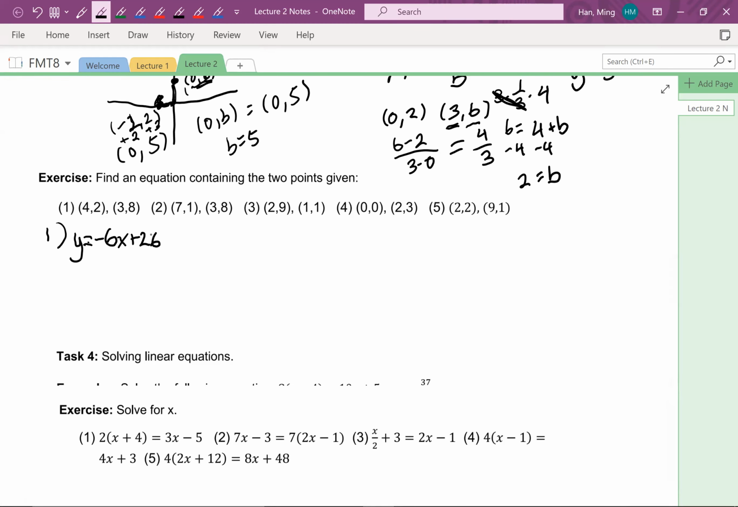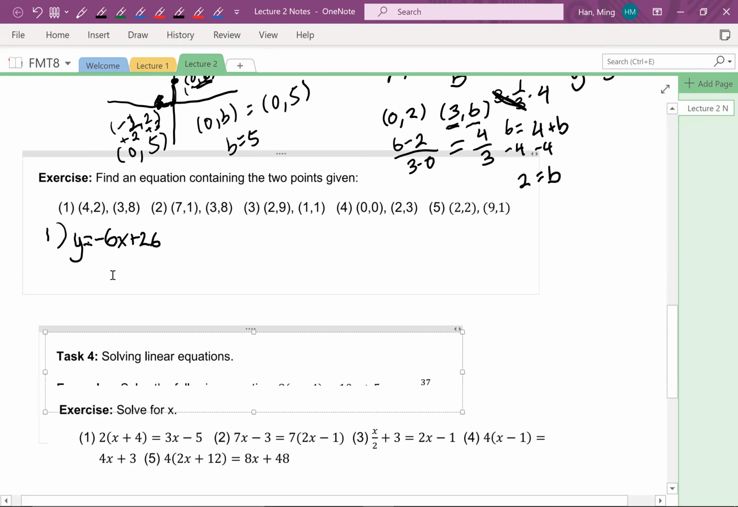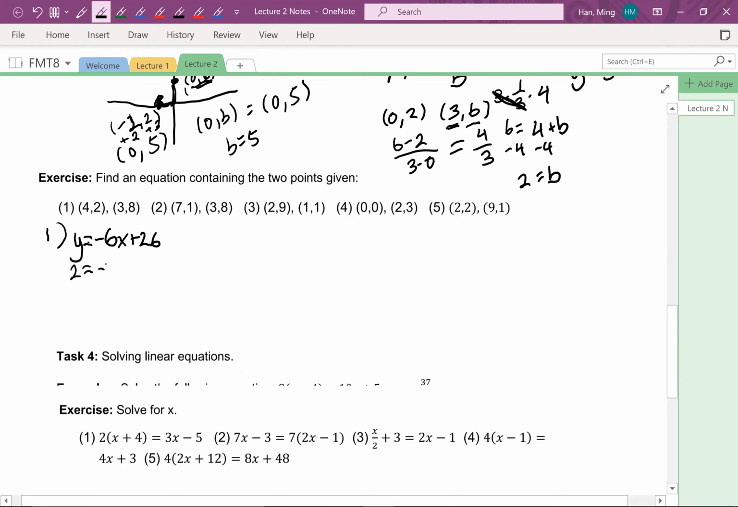Yeah, so I distributed negative 6 to 4, and I got negative 24, and I was like negative 24 plus what equals 2, because that's the other number. So then plus, and I know 26 plus negative 24 will equal 2. So that's how I got my answer. Nice job.